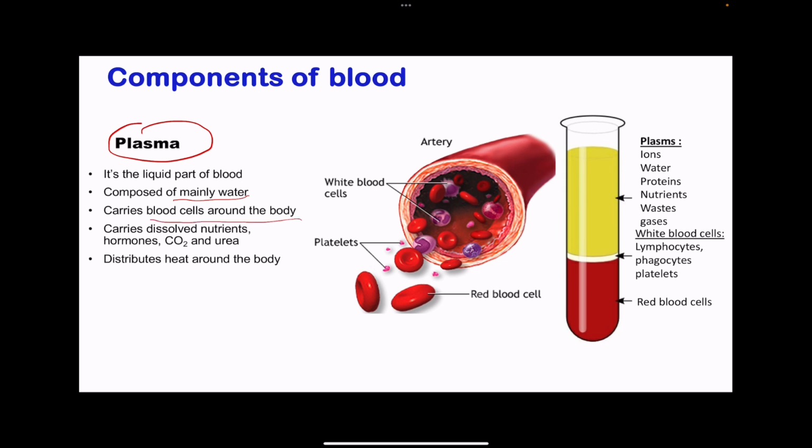It carries dissolved nutrients, hormones, carbon dioxide, urea, and so on to the rest of the body, and it distributes heat around the body. We can see there are also some cells like red blood cells. There are also white blood cells, for example, phagocytes as well as lymphocytes. And there are some platelets, which are blood cells we're going to look at later.